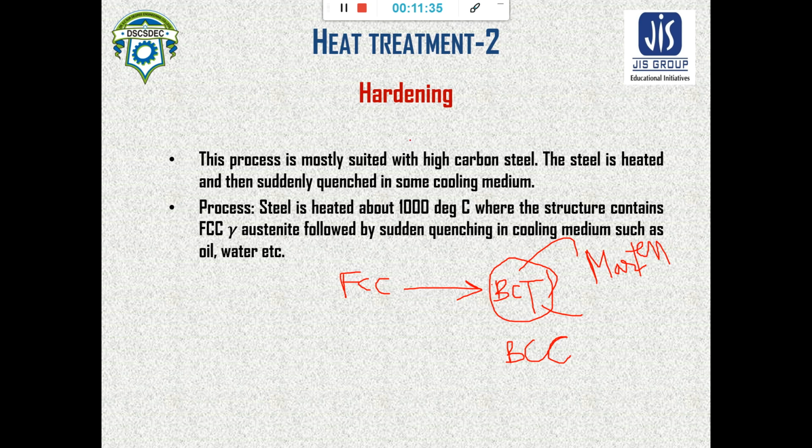Just to recall, in annealing, where is cooling done? Cooling is done in the furnace itself. In case of normalizing, the cooling is done at atmospheric temperature, and in case of hardening, the cooling is done by quenching into a cooling medium. That cooling medium may be oil or water. So this is how some important heat treatments are done.